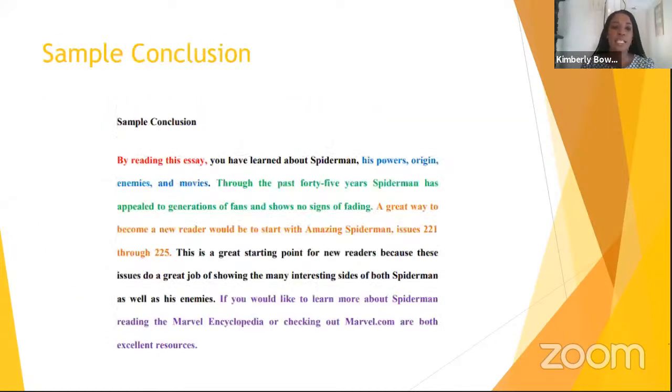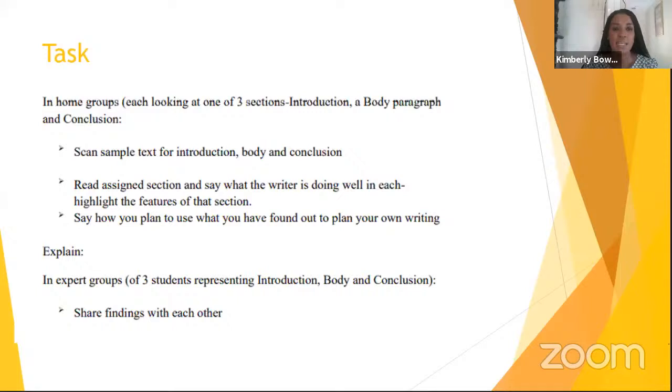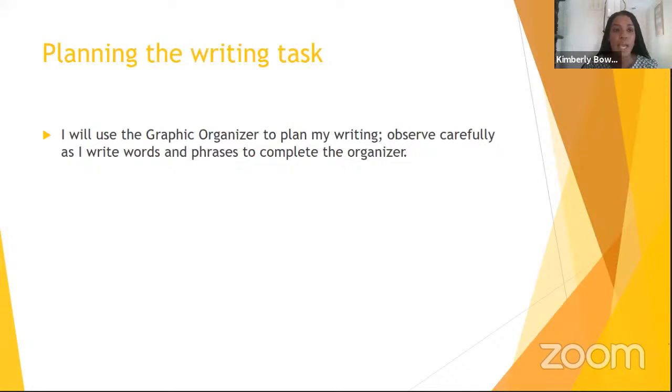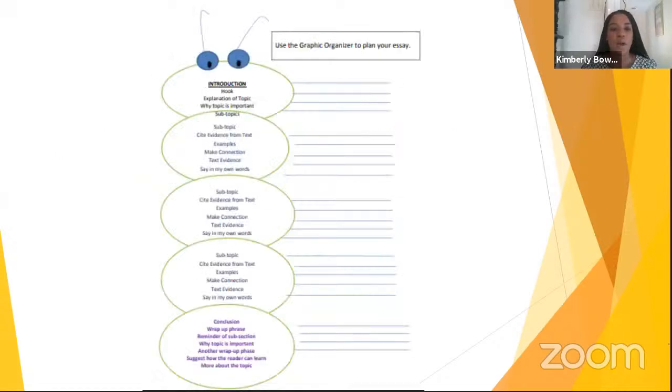Right? So those are the three things that you want to include in all of your writing: the introduction, the body, and the conclusion. I have a little activity there. I'm not going to look at it yet. I'm going to jump past it and then look at the latter part of the writing process. So the latter part of the writing process is planning the writing task. So we have to plan our research information report. And I'm going to be using a graphic organizer to plan my writing so you can observe clearly. I'm not sure I'll be able to write the words and the phrases to completely organize it in its entirety, although it's there, but I'll just go through the different parts of what you're supposed to do when you're planning your writing. Let's look at the graphic organizer. I hope it's clear.